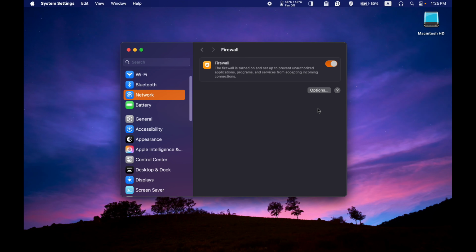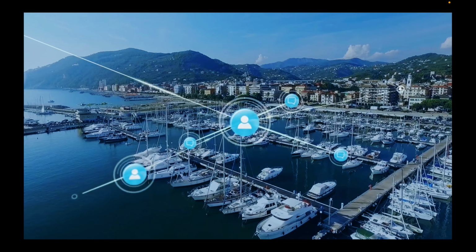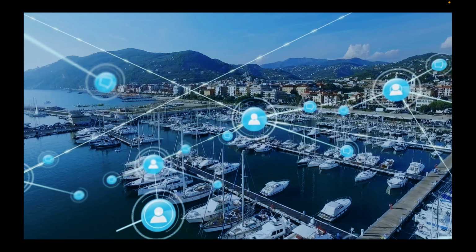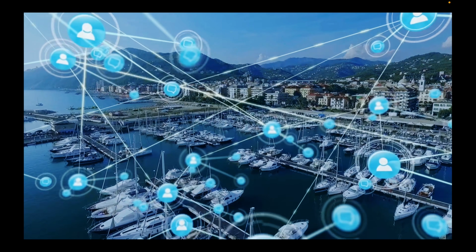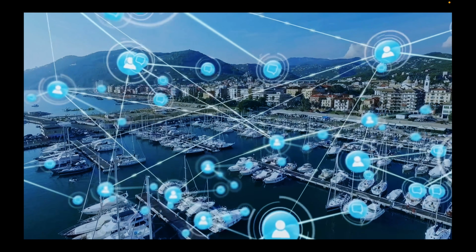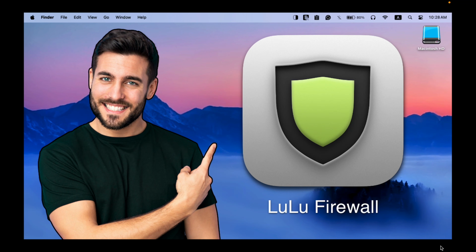As you probably know, macOS includes a built-in Firewall app that can block incoming connections. However, to block outgoing connections, you need to use a third-party app. Fortunately, there is a free Firewall app for macOS called LuLu. This free, useful app can block outgoing invisible connections and boost your Mac's security.